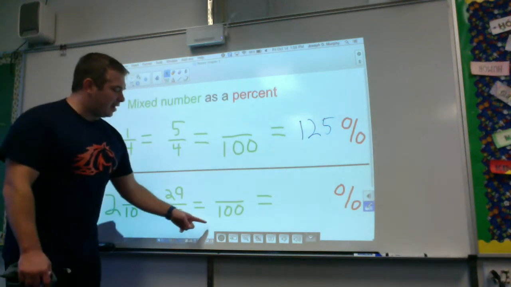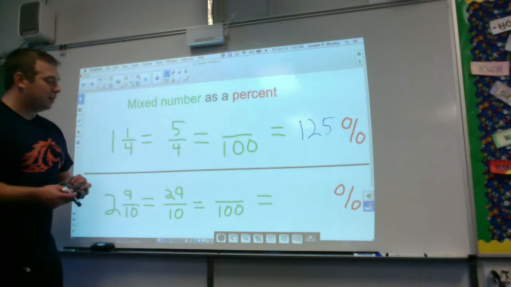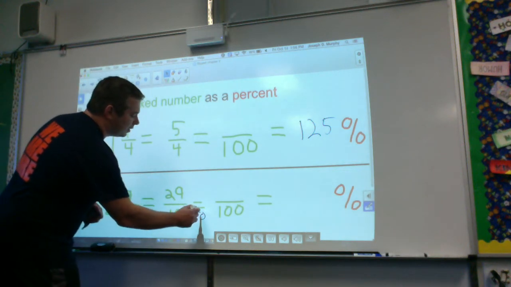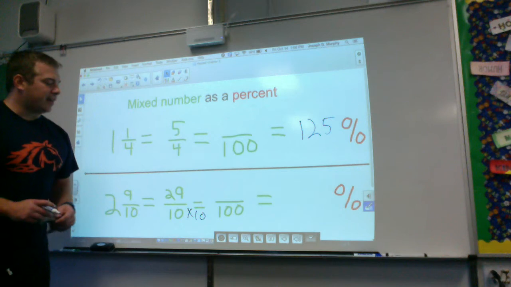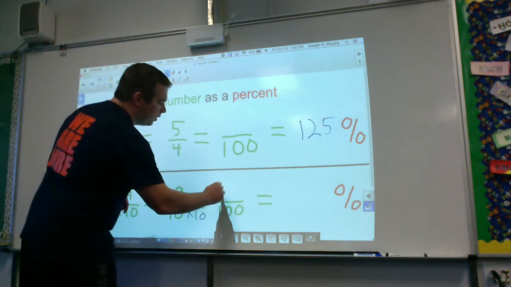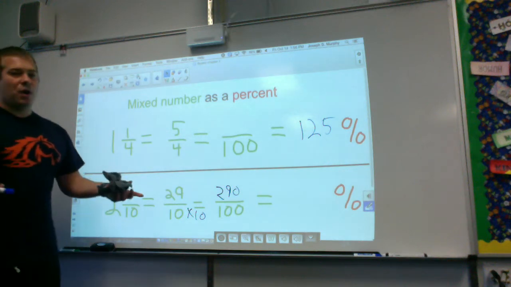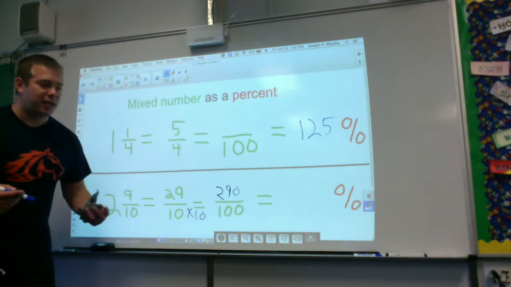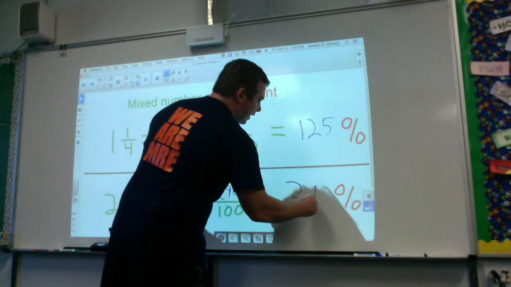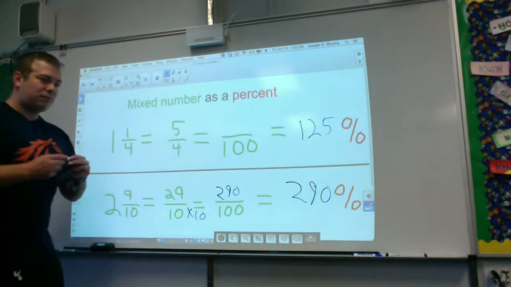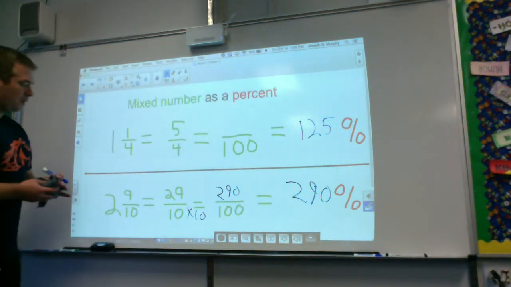I have to turn 10 into 100. That's pretty easy. 10 times 10 equals 100. So 29 times 10, I'll just add a 0, is 290. 290 out of 100, I know that's a percent. Anything out of 100 is a percent, so it's 290%. And we're done. Okay?